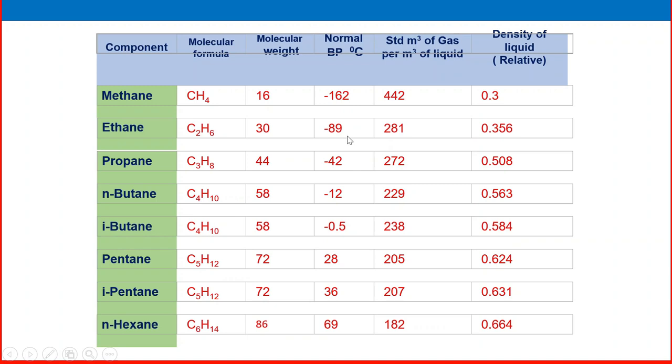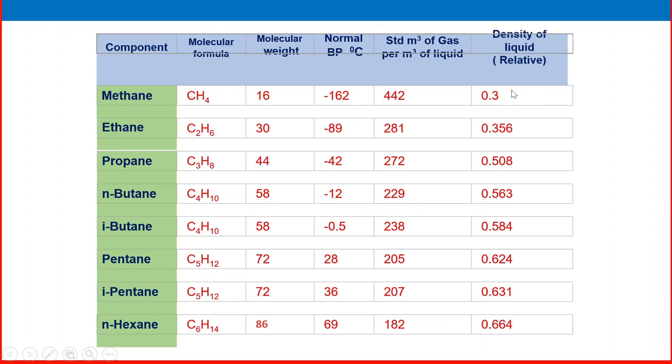From C5 onward, you can convert it into liquid more easily. This is already liquid. But these are always trying to maintain the gas position. So that is the data we will get from that.